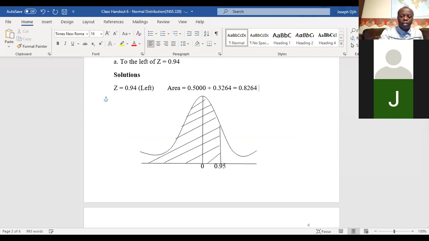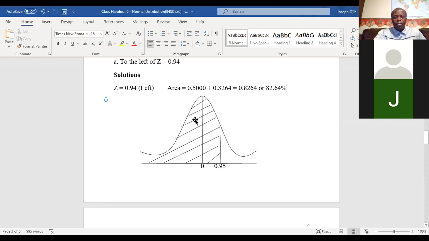0.8264, or if you like, I can call it 82.64%. Any question for this? No. So that is basically what it is. Now, why do we have to draw a curve? Because the curve will tell us exactly what we do.